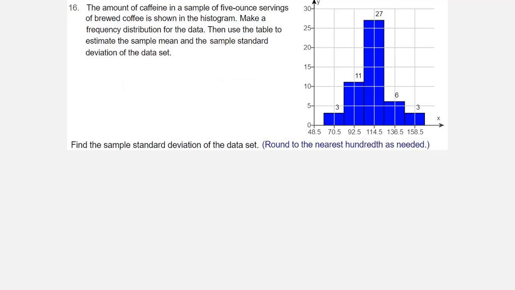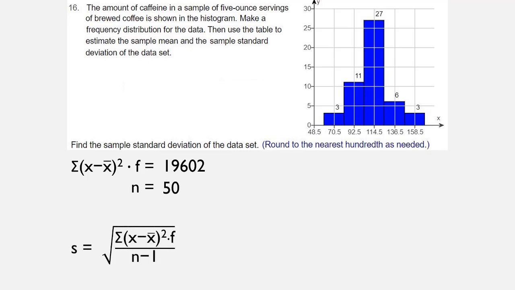The next question asks us to find the sample standard deviation of the dataset and round to the nearest hundredth as needed. Well, we have a formula for the sample standard deviation that relies on the values that we found previously. The sum of the x minus x bar squareds times f we just found was equal to 19,602. We also need to know the value of lowercase n, which was 50. So, the formula for the standard deviation is the square root of the sum of the x minus x bar squareds times f divided by lowercase n minus 1.